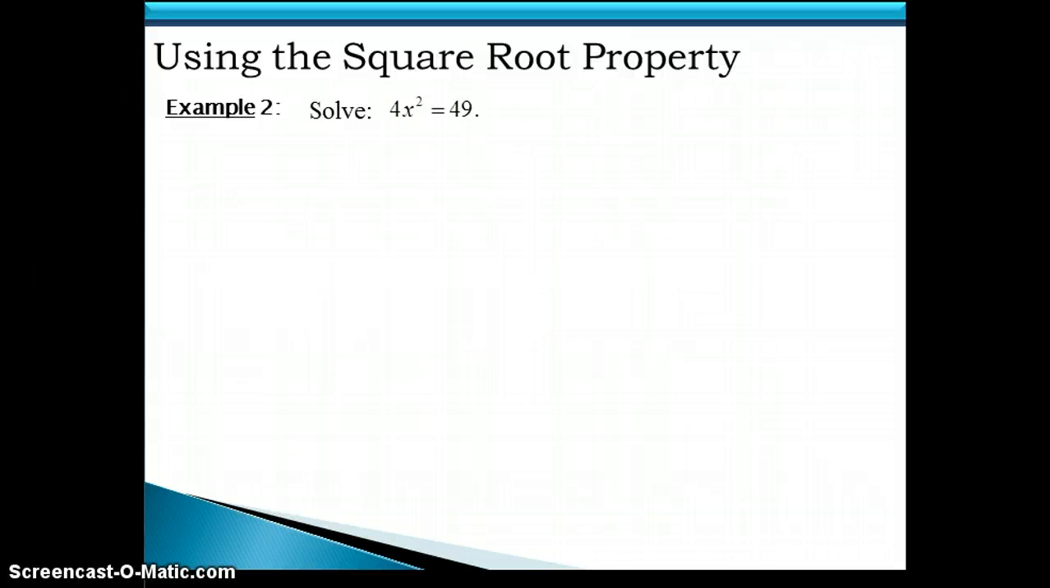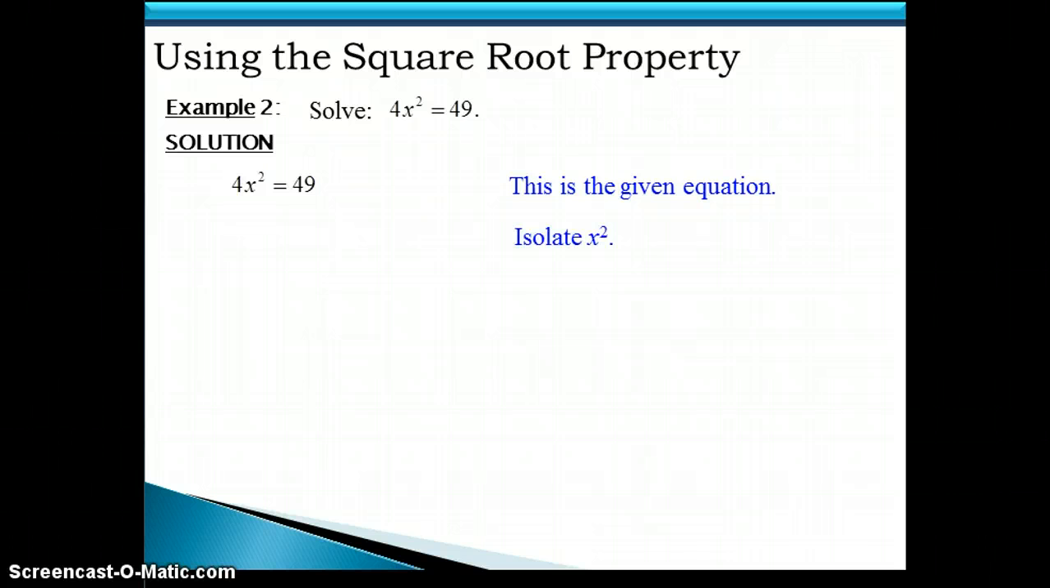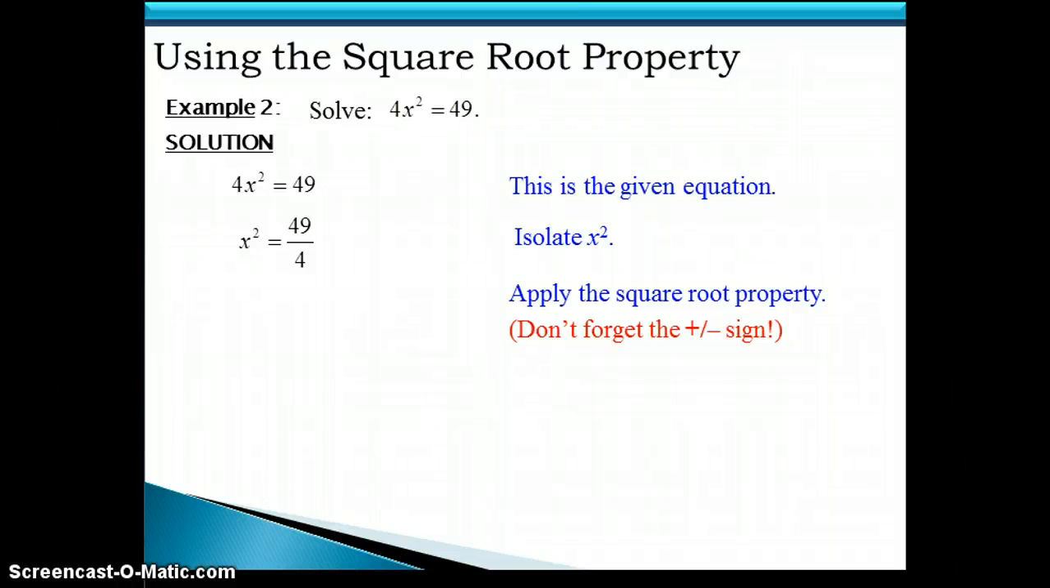Here's another example. This time we want to solve 4x squared equals 49. So here's our given equation. The first step is to isolate the x squared. To do that in this example, we can divide both sides by 4. And that will give us x squared equals 49 divided by 4. Now that we've isolated the x squared, we're ready to apply the square root property, where we take the square root of both sides, and we make sure we don't forget that plus or minus sign.